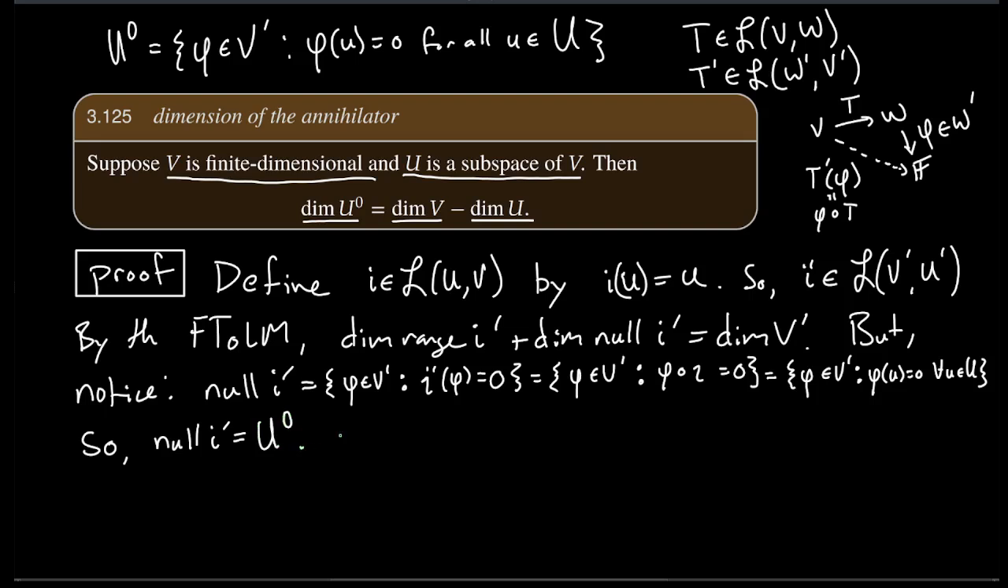Whoa. That's pretty nice. Okay, we can put this up in here, and now we've got one of the things we want. We've got the dimension of U⁰, the annihilator of U. Now we have to get the dimension of U and the dimension of V.